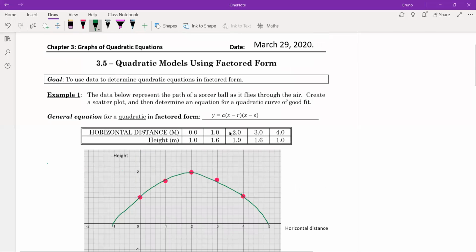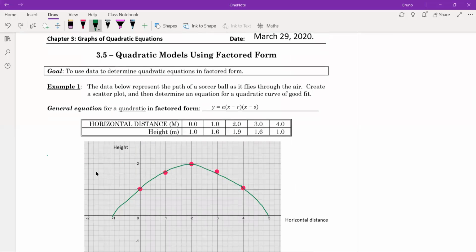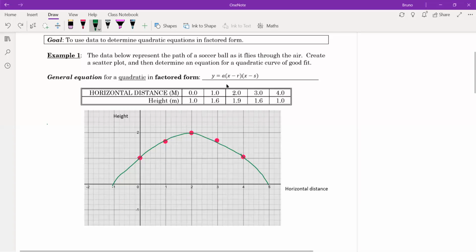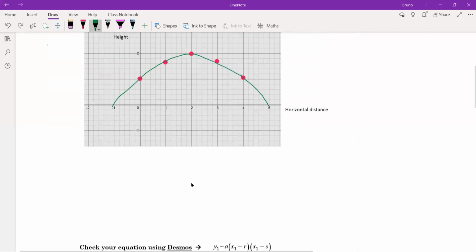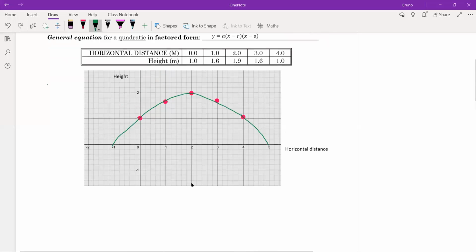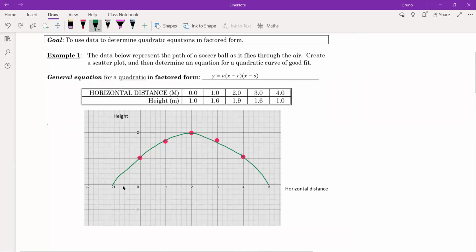Part of the task is to take this data, as you can see here in the message, take the data below and represent the path of the soccer ball as it flies through the air, create a scatter plot, and then determine the equation for a quadratic of good fit. A couple things we need: we need the zeros and we need the a value. This is a little tricky simply because we don't really have the zeros. We can guess wildly if we'd like, which isn't necessarily a bad thing, but I'll talk about another way to maybe not guess wildly.